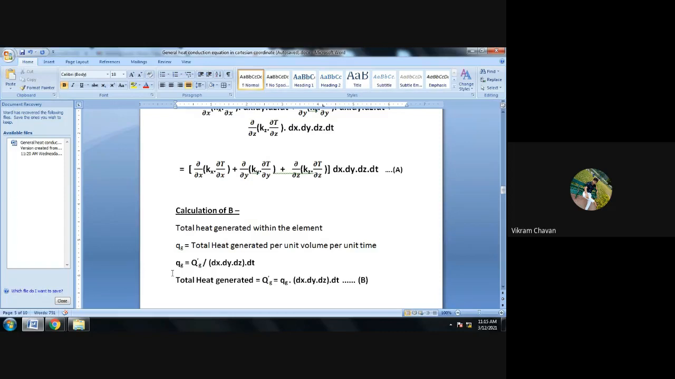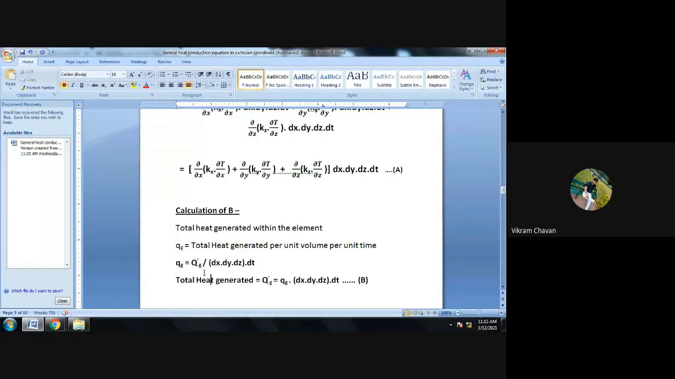Small q suffix g is equal to capital Q dash suffix g whole divided by, in bracket, dx multiply by dy multiply by dz, that is nothing but the volume of the element, bracket complete, multiply by time interval dt.